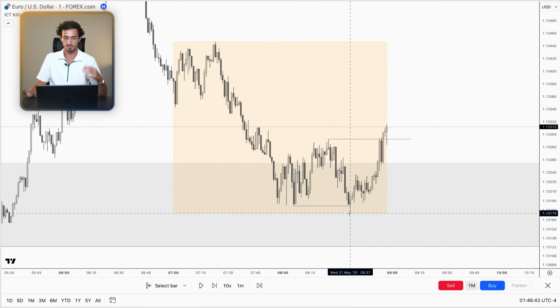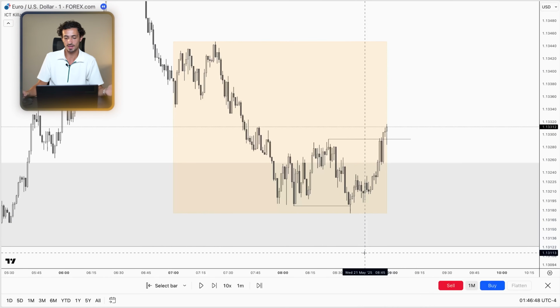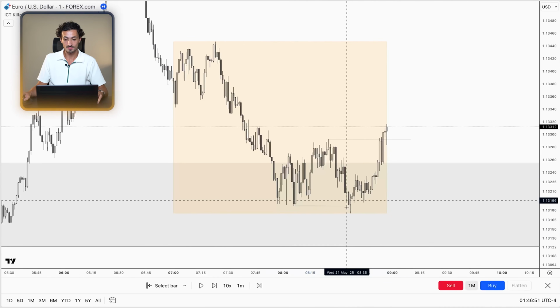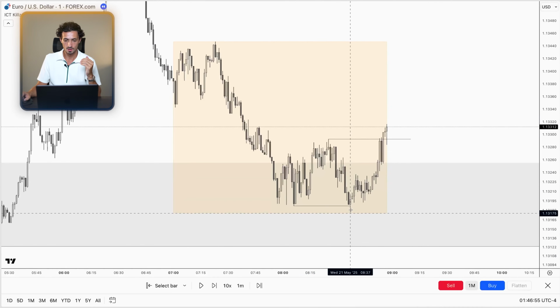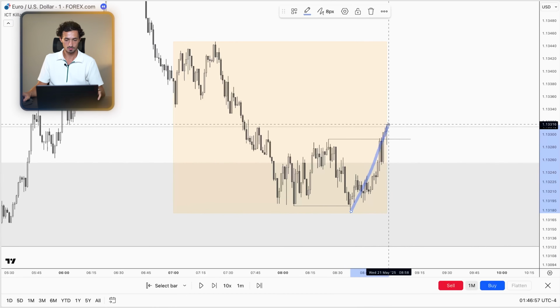At this point, it's fine for me. I'm not in any long positions. If price trades all the way down lower, nothing happens to me. I just don't get in the market. But then when you break the low and then you go and break the high, now it's confirmed because now you're seeing the buyers are now in control, right?